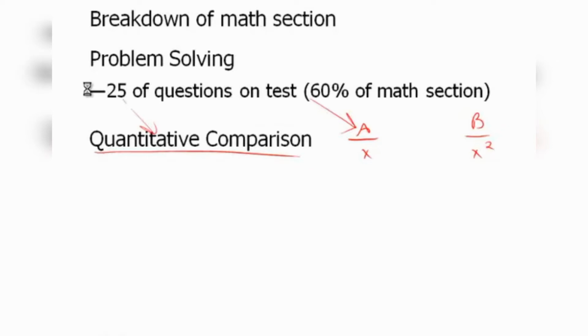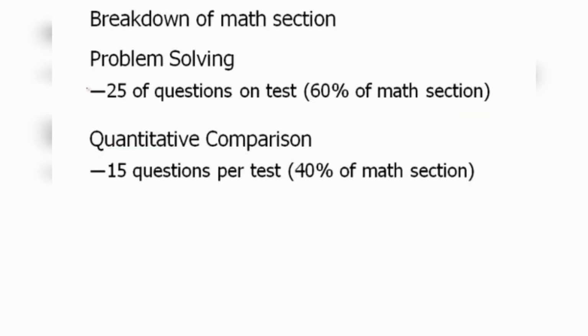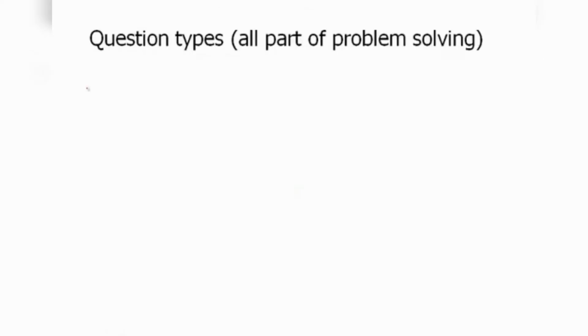For now, though, what do we have to know about quantitative comparison? It's the rest of the test, 40% of the math section, meaning out of the 40 questions, 15 of them will be quantitative comparison. There's 7 on one section, 8 on another section. So what is there left to talk about?